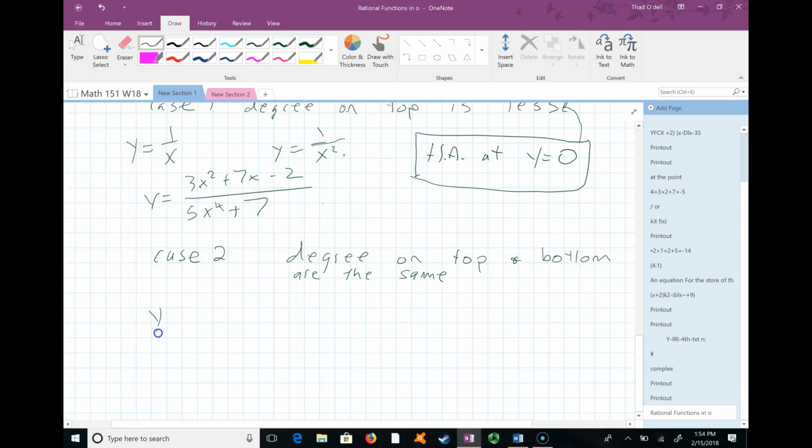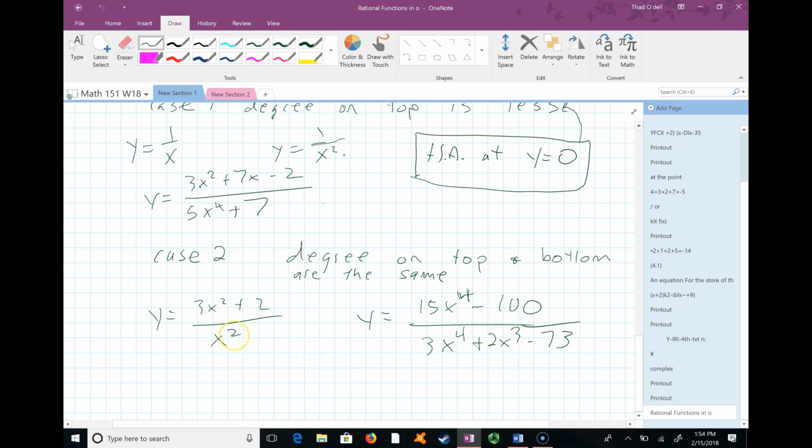So examples of that would be y equals 3x squared plus 2 over x squared, for example, or y equals 15x to the fourth minus 100 over 3x to the fourth plus 2x cubed minus 73, etc. Again, notice it doesn't really matter what the rest of the polynomial is, we're just looking at the degree. So the degree on top is 2, the degree on the bottom is 2. The degree on top is 4, the degree on the bottom is 4.